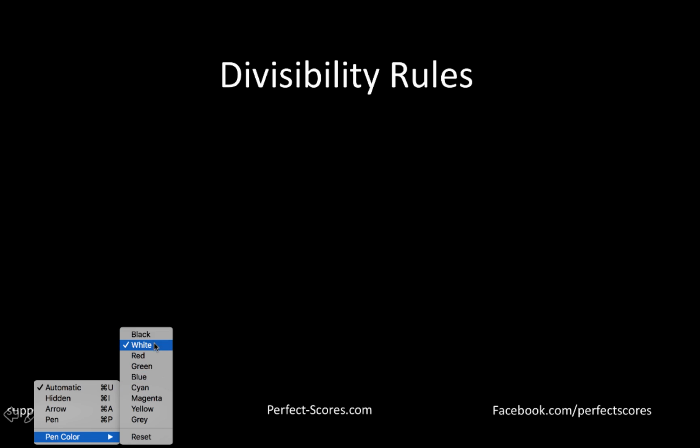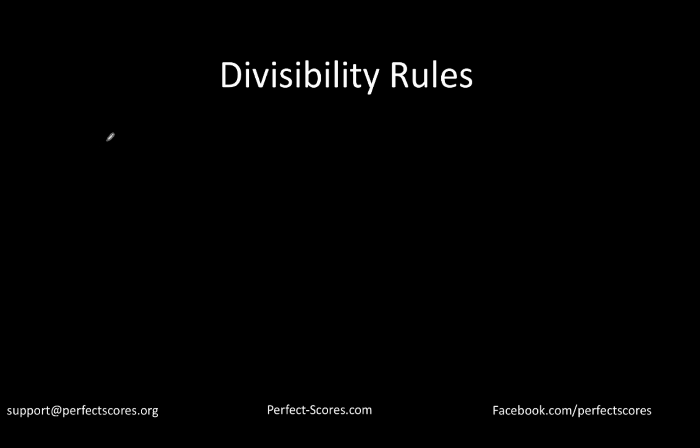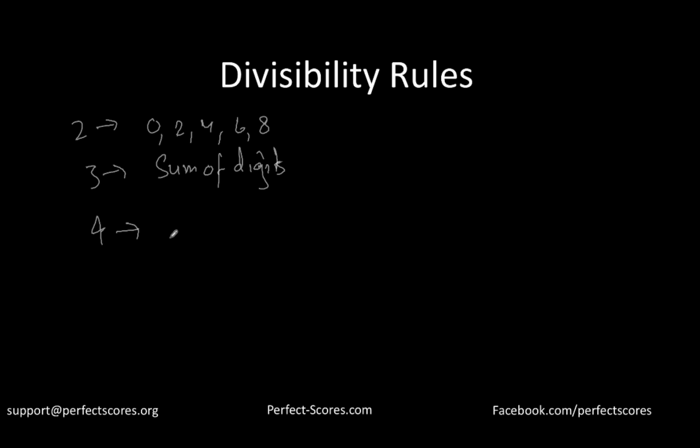I don't want to go to the rule of 11 because I believe it will not be part of the SAT. So the rule of 2 says 0, 2, 4, 6, 8 as the last digit. The rule of 3 says the sum of digits should be divisible by 3. The rule of 4 says that the last 2 digits should be divisible by 4. The rule of 5 says that the last digit should be 0 or 5.